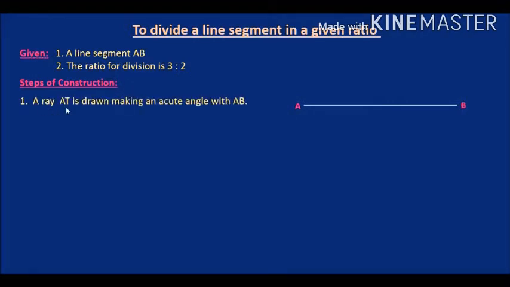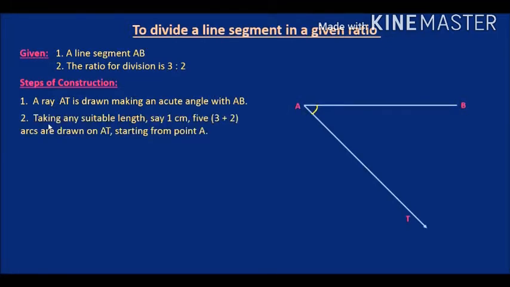So step 1: a ray AT is drawn by making an acute angle with AB. Remember this, you have to draw an acute angle with AB, any kind of acute angle. Suppose you draw 60 degrees. 60 degrees will be easy, so you draw that.